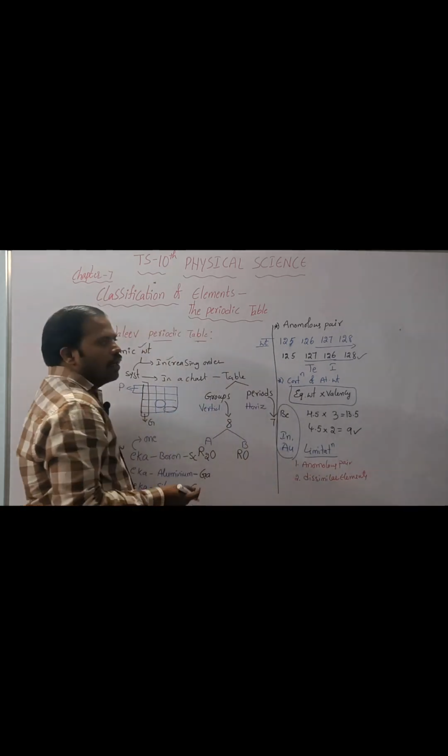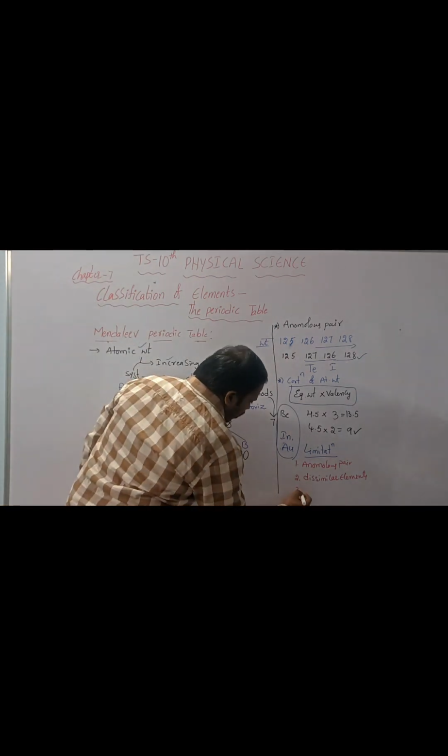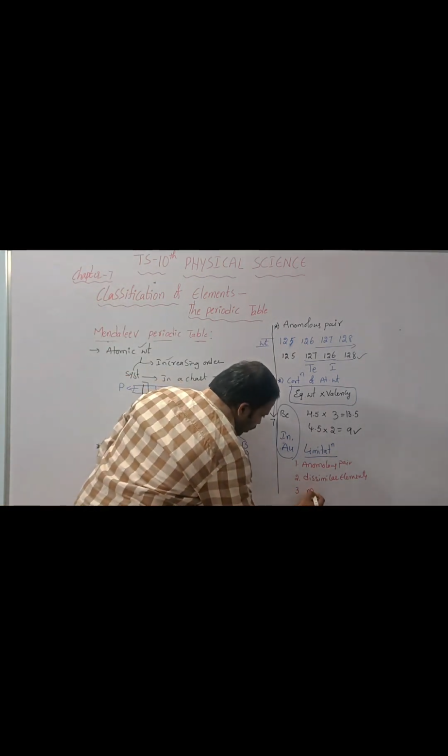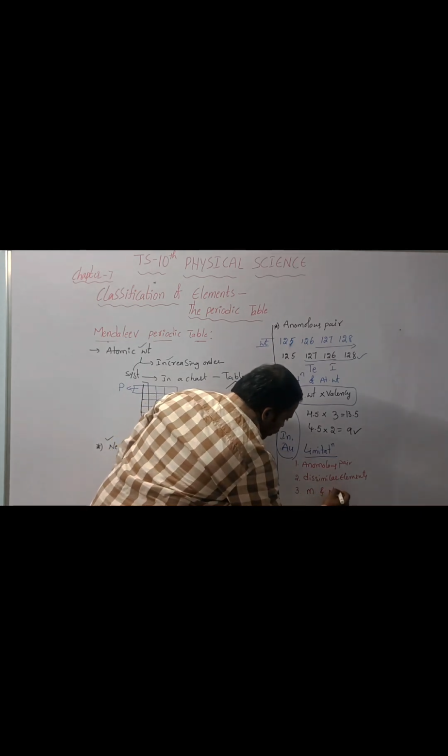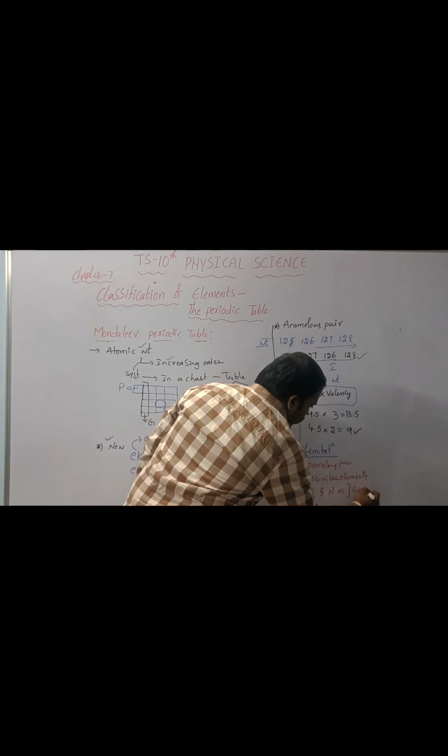Dissimilar elements are arranged in the same group. Next, the third one: metals and non-metals are present in the same group.